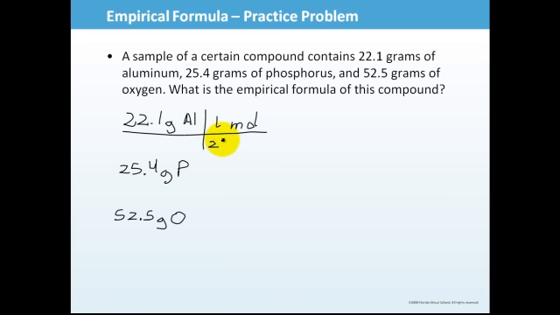The mass here is for aluminum from the periodic table, 26.982. So 22.1 divided by 26.982 is going to give us 0.819 moles of aluminum.